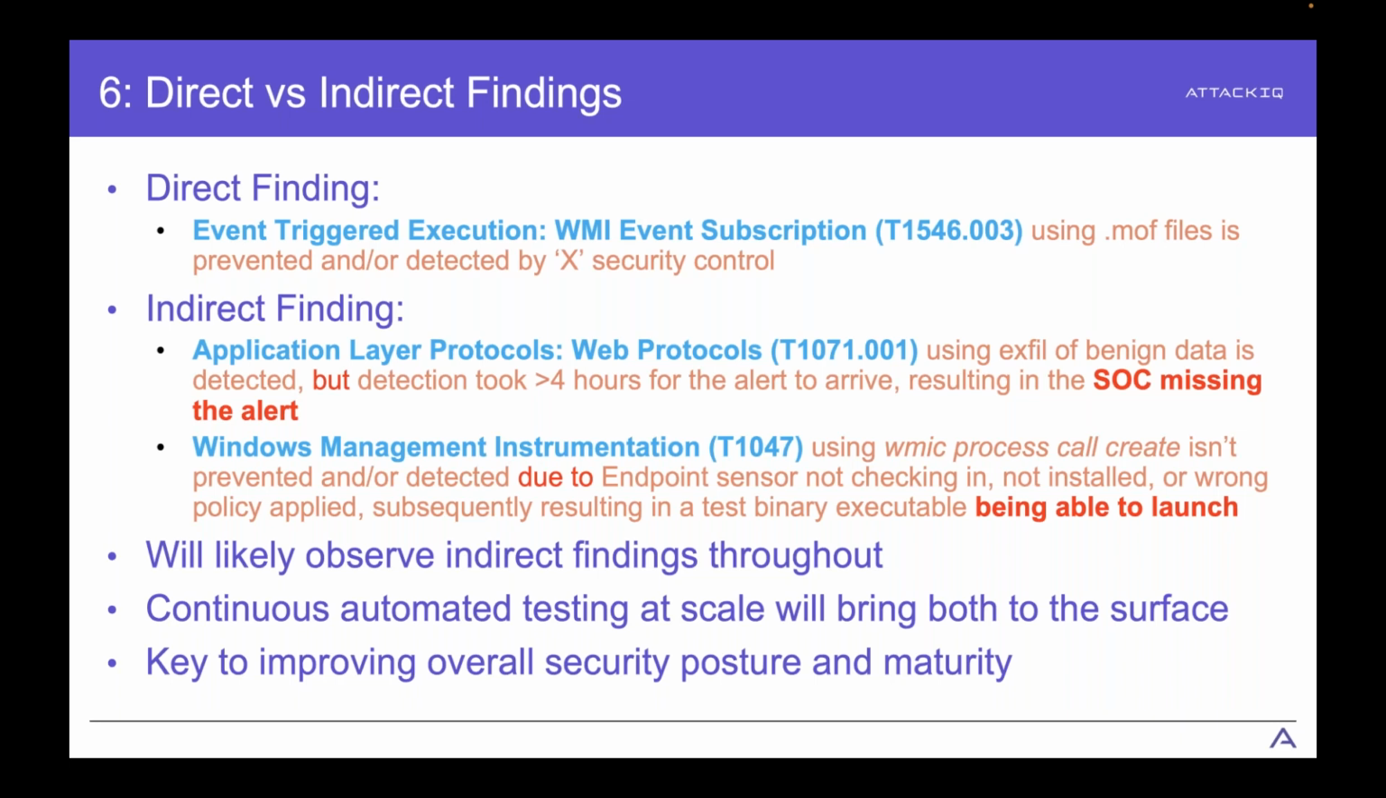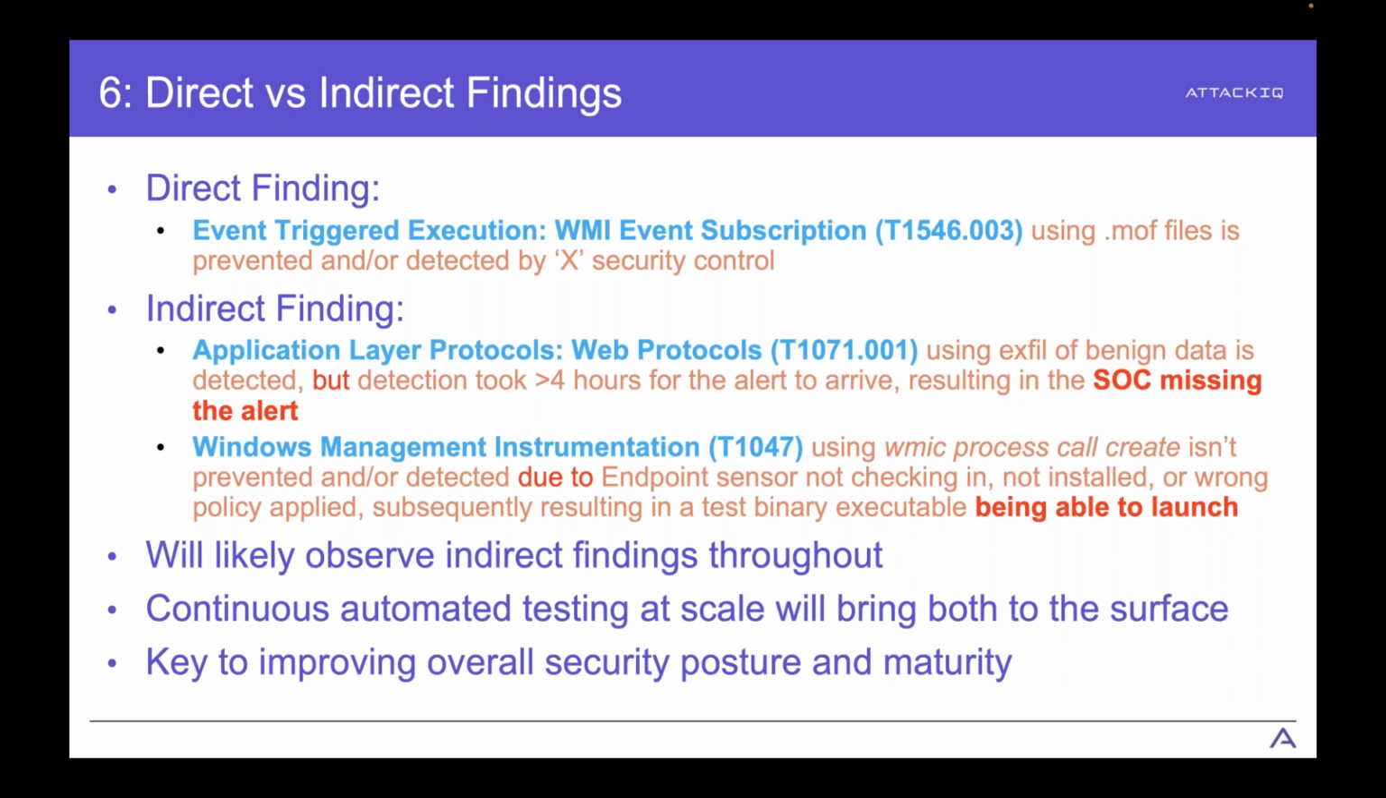So next up, we have what I refer to as direct or indirect findings. You can think of a direct finding, as an example, as something like WMI, Windows Management Instrumentation event subscription using a MOF file, being prevented or detected by some security control. So there's a very clear-cut, true or false, binary representation of it: it was either prevented and or detected, or it wasn't. That's what I consider a direct finding.